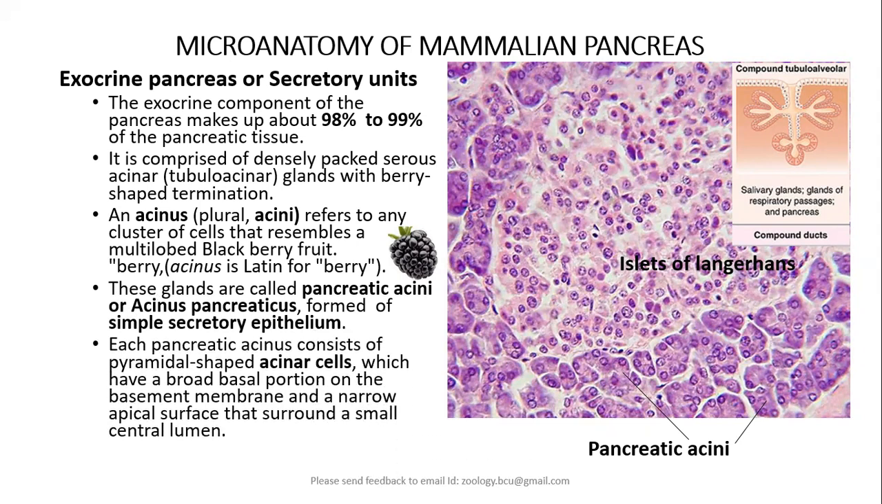So each pancreatic acinus therefore consists of a special type of secretory cells called acinar cells, and each acinar cell has a pyramidal shape, as they have a broad basal portion near the basement membrane and also a narrow apical surface that usually surrounds the central lumen of the pancreatic acini.